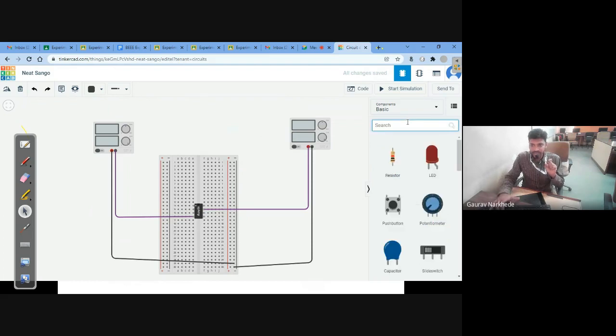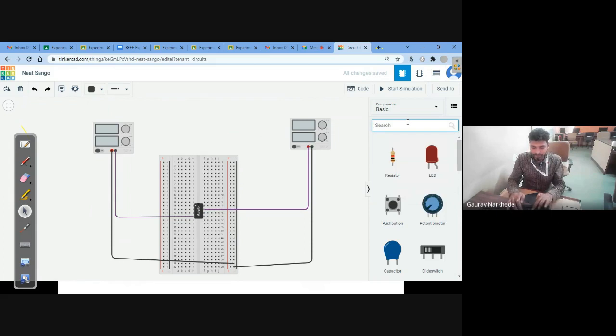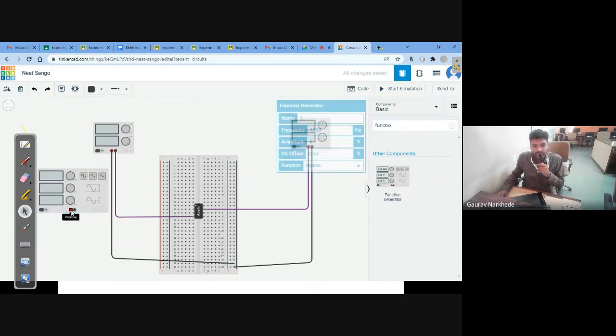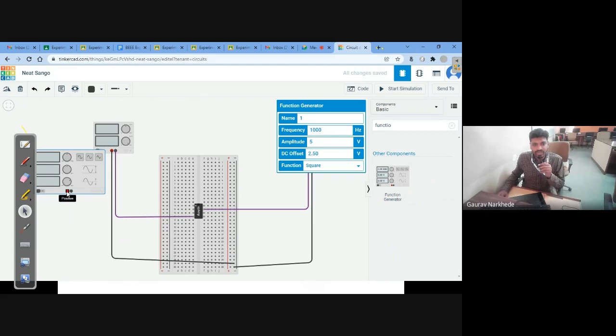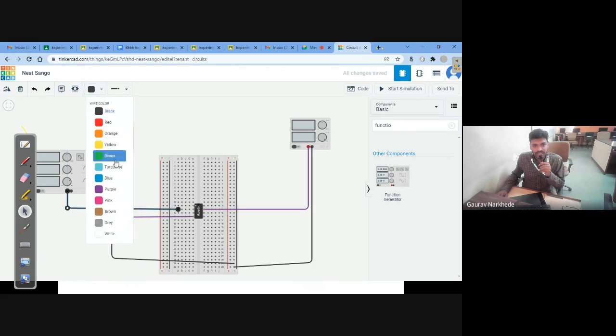So let me give the input here. Input we can give by using a function generator. Let me give the input to the inverting terminal first. So this input I'm giving to the inverting terminal, and let me give the color of the input as, let us say, green.